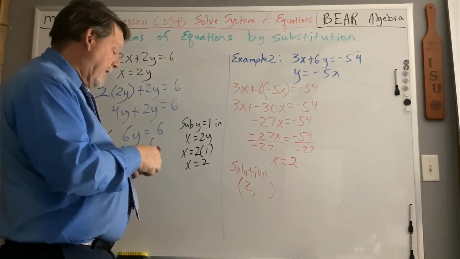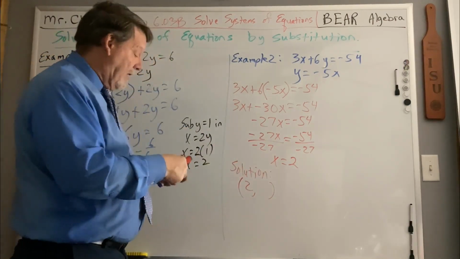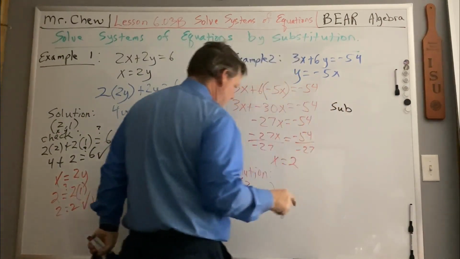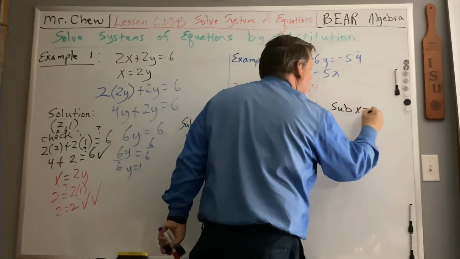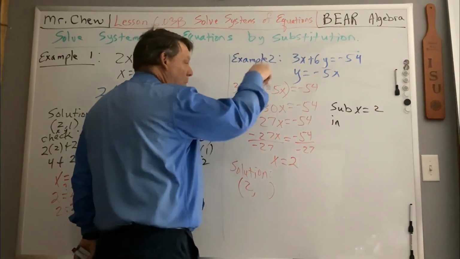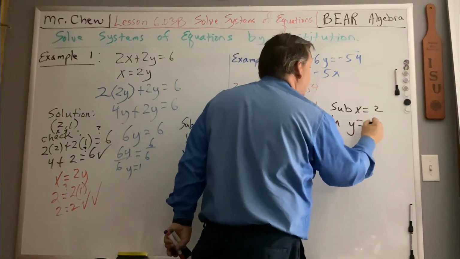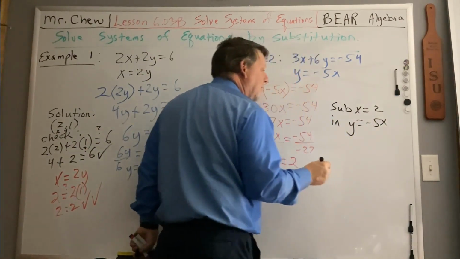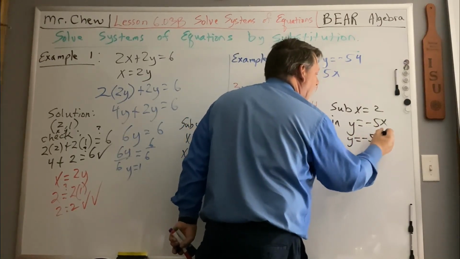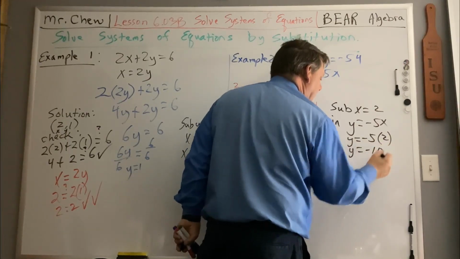So now what I have to do, I've got to substitute my value for x to find y. So I'm going to substitute x equals 2 in what equation? Which one's easier? The bottom one. Could you use either one? Yes, you could. So y equals negative 5 times 2. So y equals negative 10.